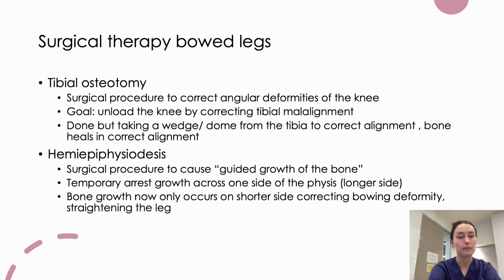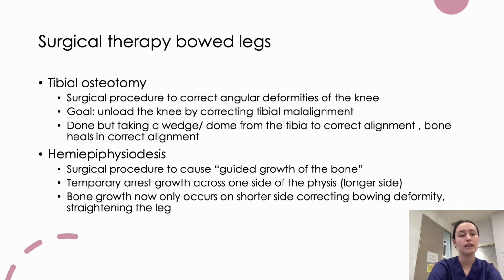So surgical therapy, there are 2 main procedures. You can do a tibial osteotomy, and that corrects the angular deformities of the knee. So you unload the knee by correcting tibial malalignment, and that's done by taking a wedge or dome from the tibia to correct the alignment, and the bone will then heal around that.